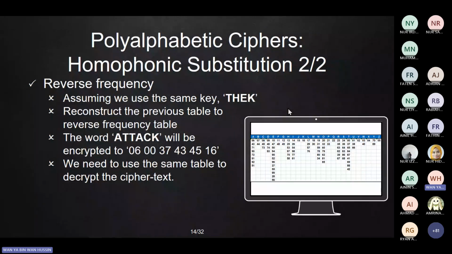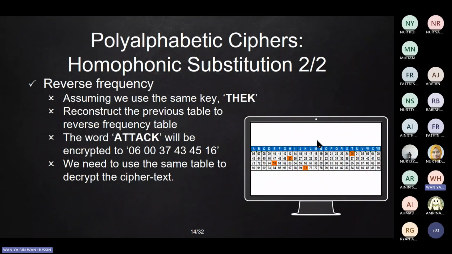Okay, and I will show you in the tutorial the way we will create or apply reverse frequency substitution cipher without creating this table.